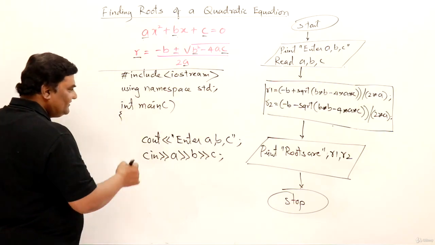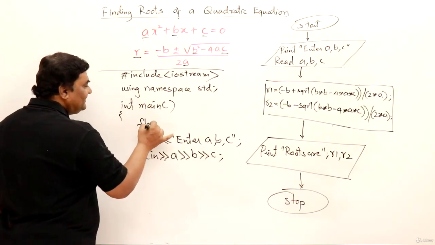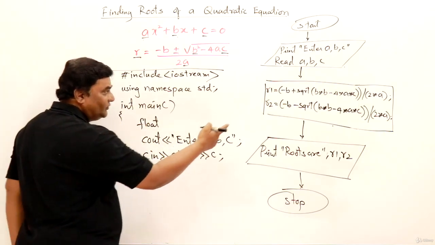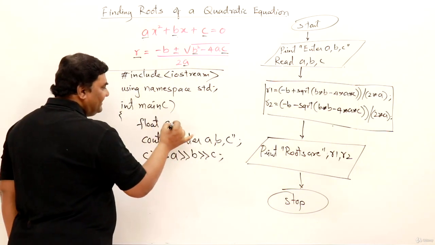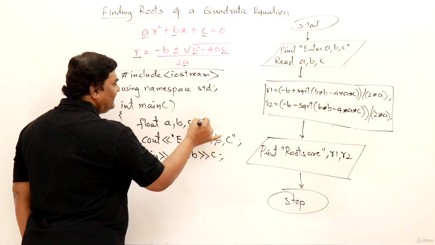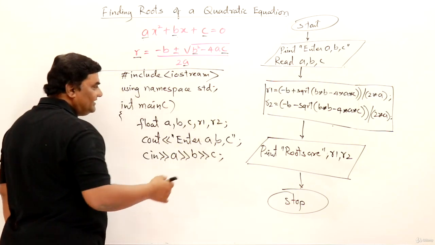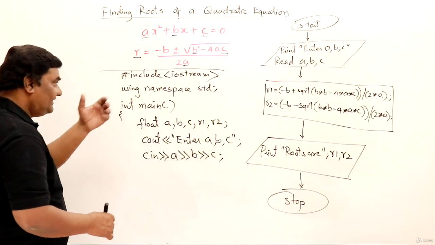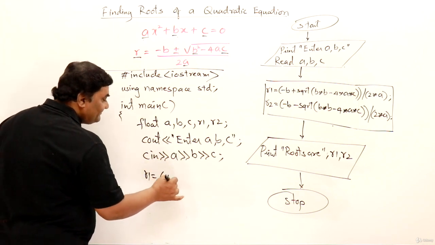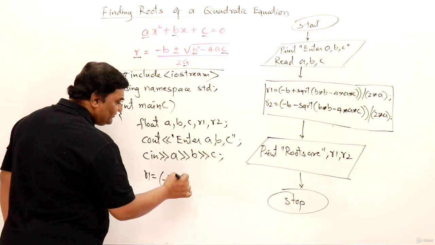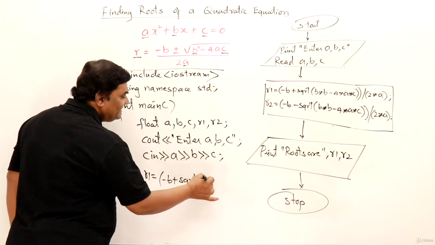So declare all of them here on the top. I will declare all of them as float because floating point values are involved here. So let us make all of them float: a, b, c, R1, R2. All the variables are declared. Then the first one, R1, assign with minus b plus, the same formula. I need not write that down again, same thing as it is.